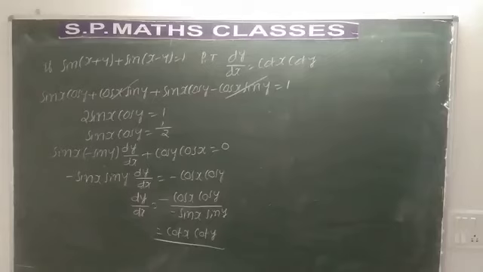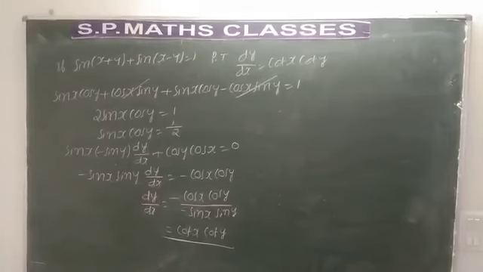So we can define what dy by dx is now. It is minus cos x into cos y divided by minus sin x into sin y. You know, minus minus gets cancelled. Cos x divided by sin x will be cot x. Cos y divided by sin y will be cot y. Hence, that's the answer you get.